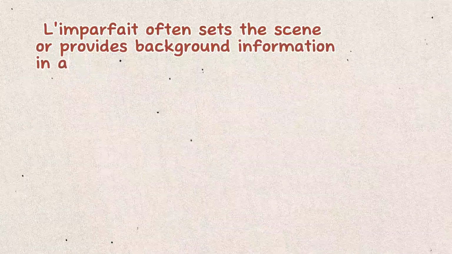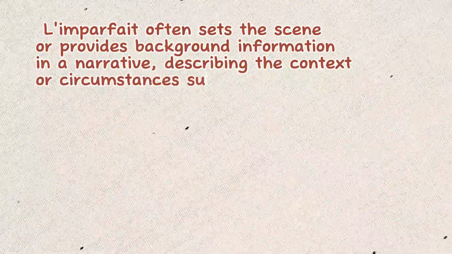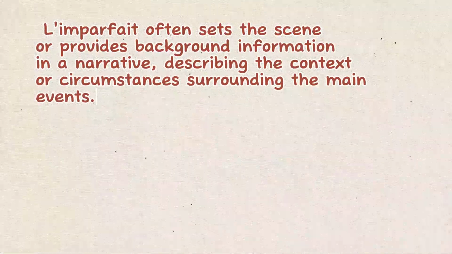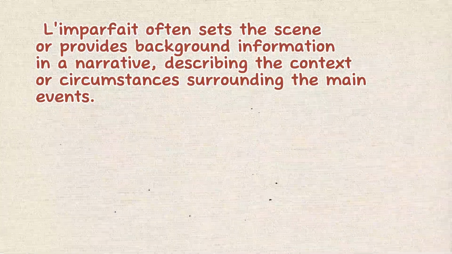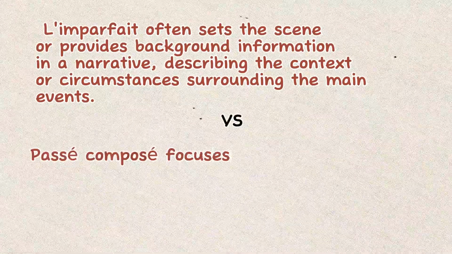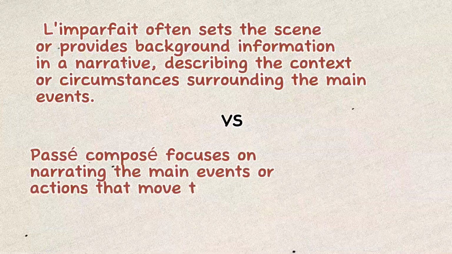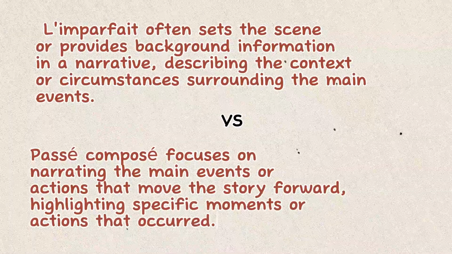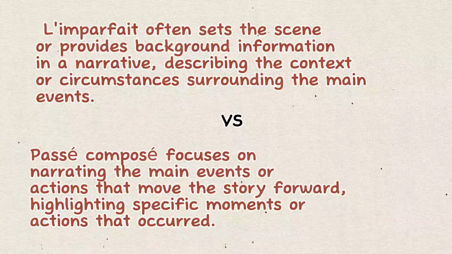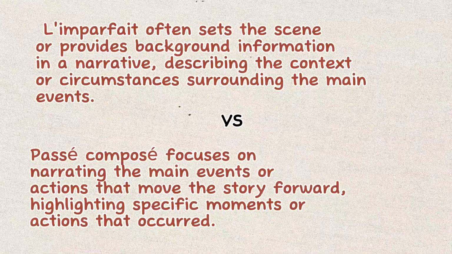So point 2, we're going to take a look at background versus main events. L'imparfait often sets the scene or provides background information in a narrative, describing the context or circumstances surrounding the main events, while le passé composé focuses on narrating the main events or actions that move the story forward, highlighting specific moments or actions that occurred.